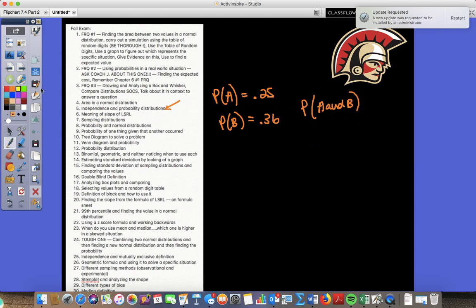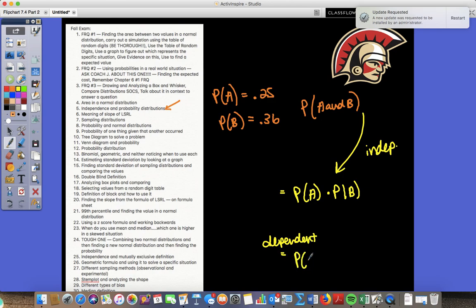Remember, by definition, if it is independent, this is equal to the probability of A times the probability of B. Now, if it was dependent, then we would say the probability of A is multiplied by the probability of B given that A occurred, right? Because B is dependent on what happened in A. So this is the difference.